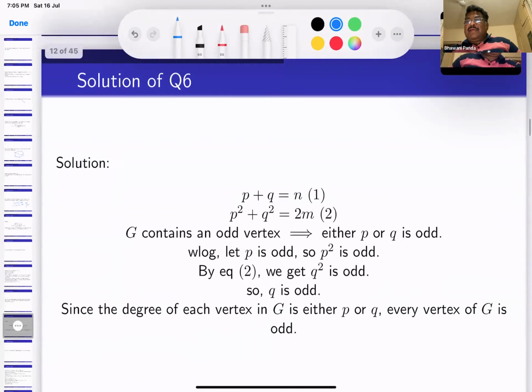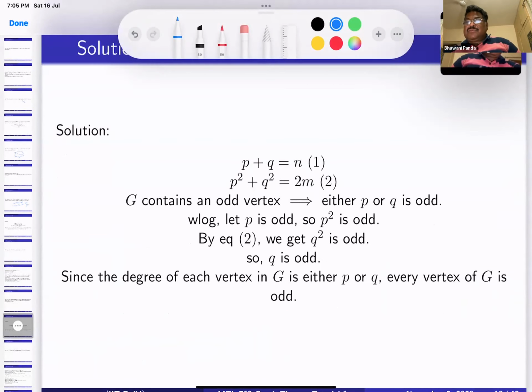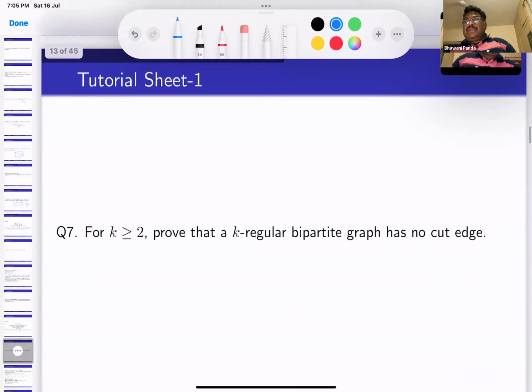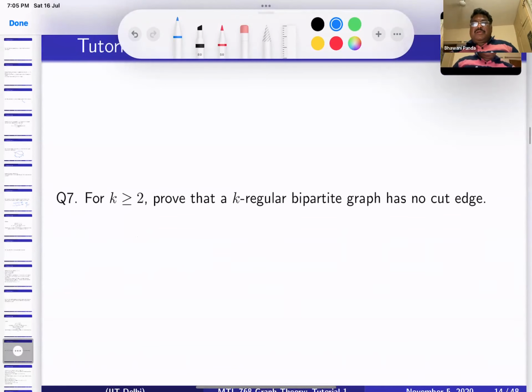For example, this is a case. So Q is odd, we get Q squared is odd. Since the degree of each vertex of G is either P or Q, every vertex of G is odd. That you have to prove. Okay. Prove that a k-regular bipartite graph has no cut vertices.